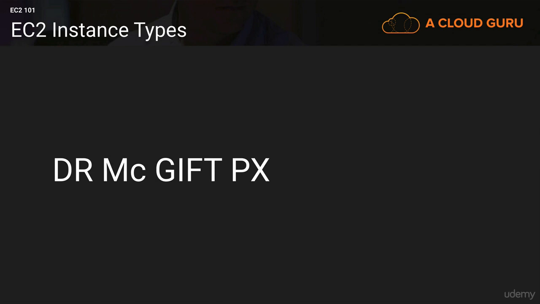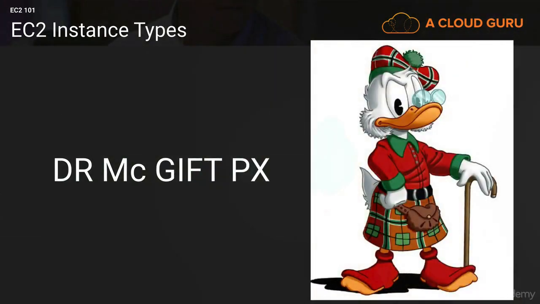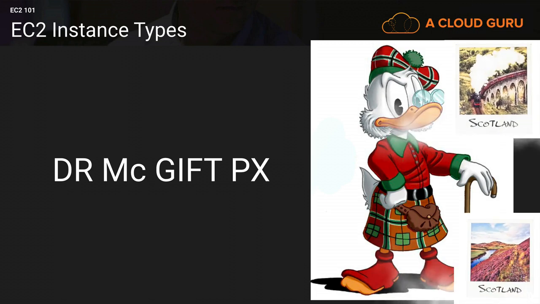McGiftpicks. So I want you to imagine a doctor. He's a Scottish doctor, which is why his name is Mc. But instead of being Dr. McDonald, who does burgers, Dr. McGiftpicks gives out pictures. So the way I think of a Scottish person, I grew up on DuckTales. So we saw the Scottish duck. He's clearly a doctor because he's got glasses on. And so Dr. McGiftpicks gives out pictures of his homeland in Scotland.